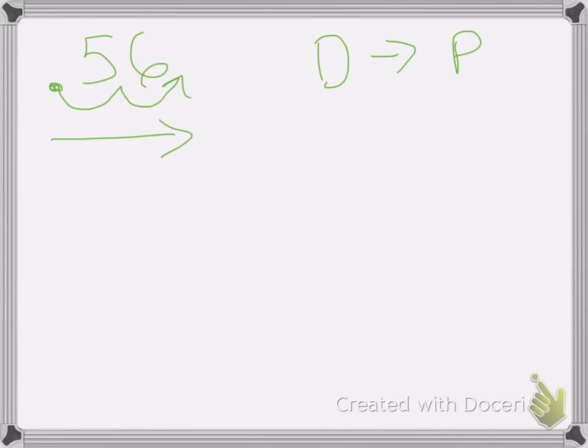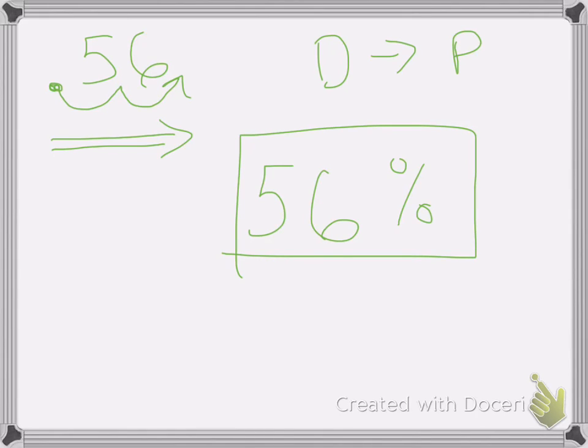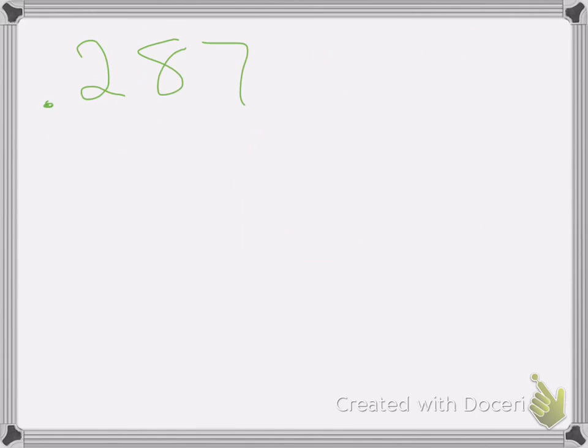The reason why we're moving it to the right is because we're trying to get a percent. So in order for us to make a percent, we want to move to where the percent sign will be. The percent sign will be on the right of your number. So 56%. We just changed a decimal to a percent.